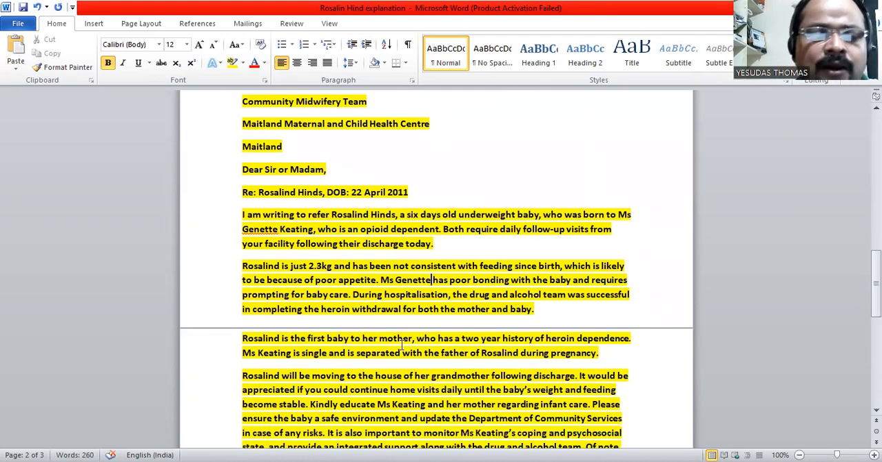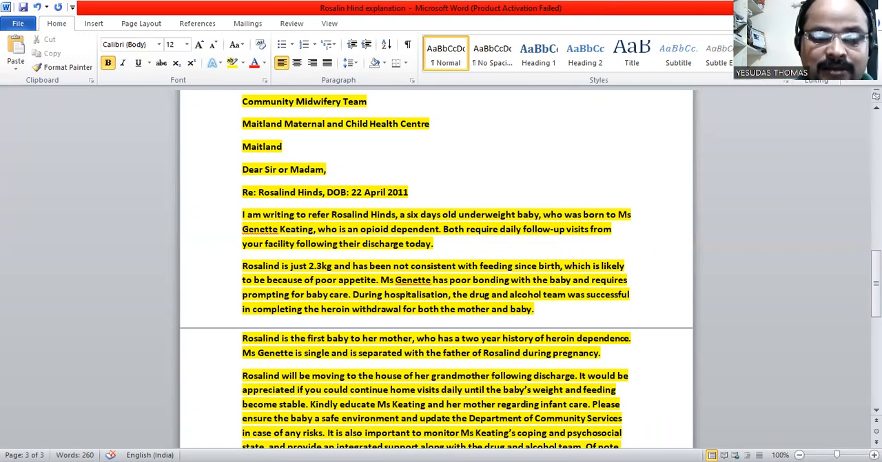Now we do have the background history of Rosalind. Rosalind is the first baby to her mother, who has a 2-year history of heroin dependence. Okay, this is the first baby. This is her first pregnancy. And again, I have to go with Janet, Miss Janet, because it is given in the case note, it's Janet. So the addressing name is already given in the case note as Janet. So that's why we have given Janet here instead of Keating.